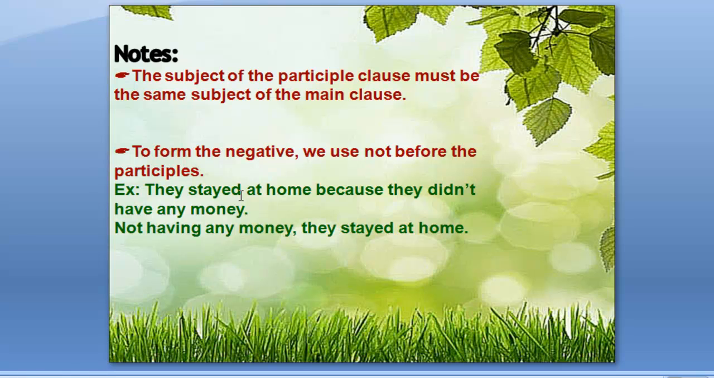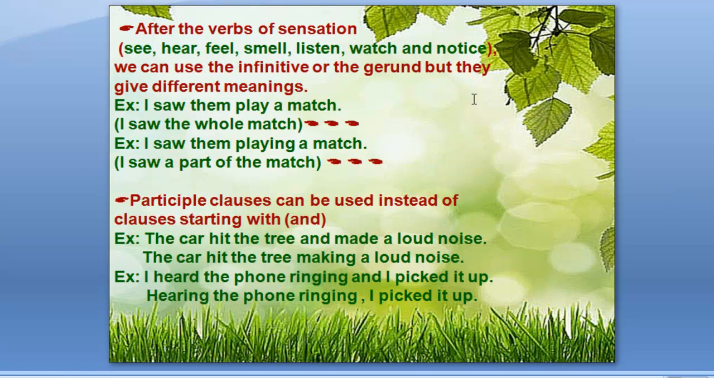They stayed at home because they didn't have any money. Instead of saying because they didn't have, I can say, not having any money, they stayed at home. After the verbs of sensation, see, hear, feel, smell, listen, watch, and notice, we can use the infinitive or the gerund, but they give different meanings. For example, I saw them play a match. It means I saw the whole match. I saw them playing a match. It means I saw a part of the match. So the infinitive means the whole action. The gerund means a part of the action.